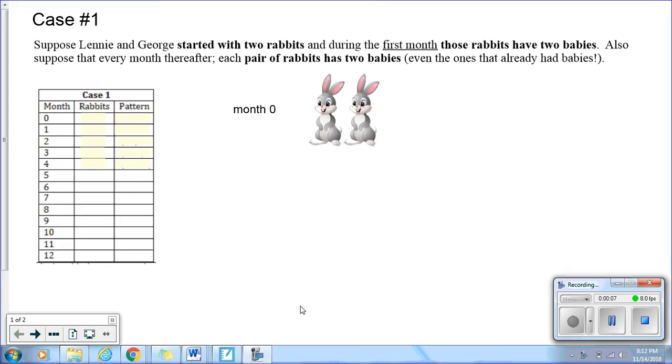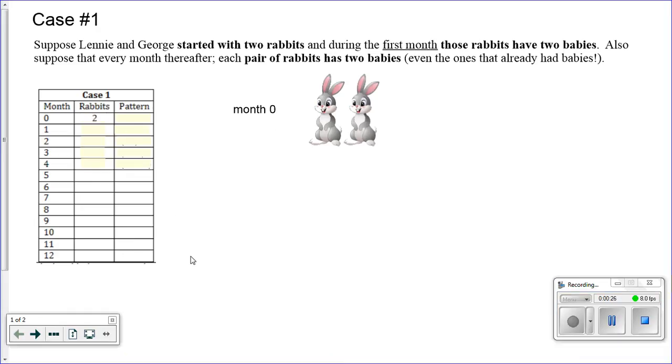Suppose Lenny and George started with 2 rabbits, and during the first month, those rabbits have 2 babies. Also, suppose that every month thereafter, each pair of rabbits has 2 babies, even the ones that already had babies to begin with. So here we have our 2 rabbits, and this is month 0. So over in our table, we will fill in a 2 for 2 rabbits in our initial month of month 0.